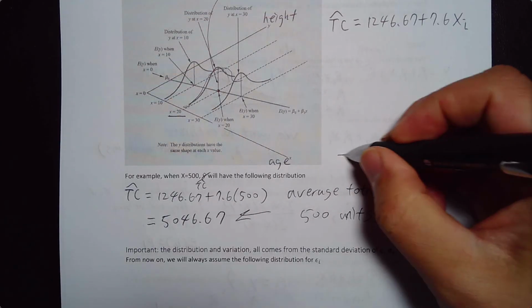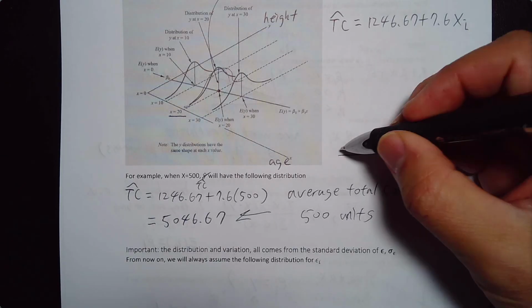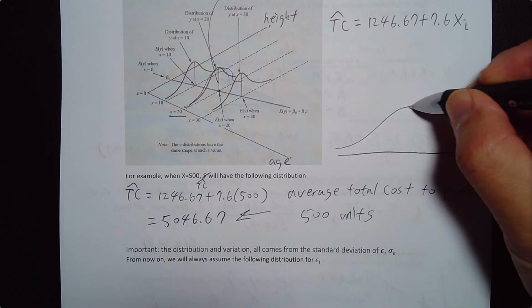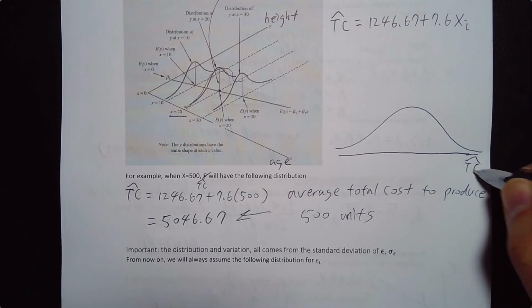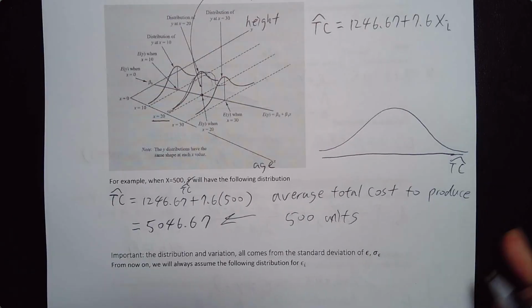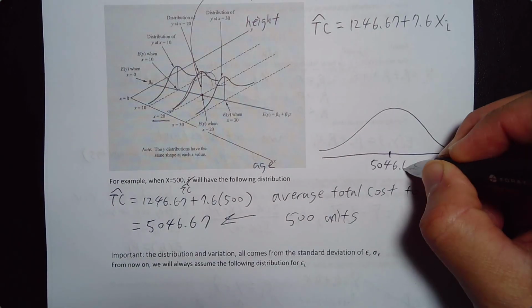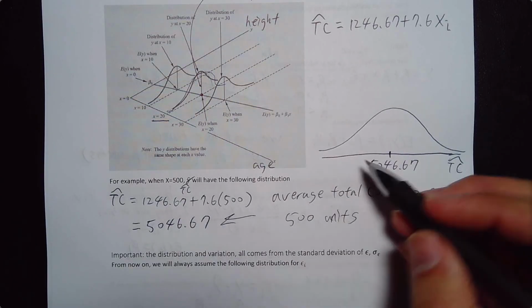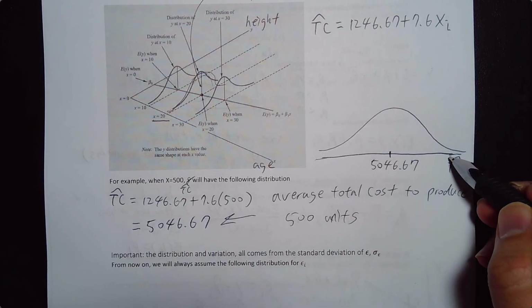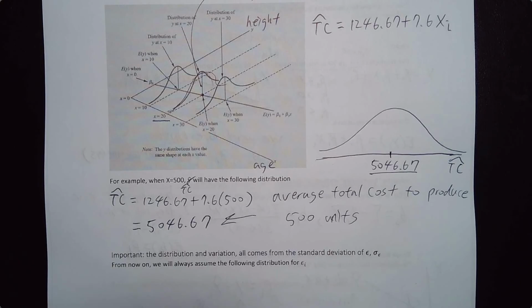Well, because among all of the ways that we can produce 500 units, the total cost is going to be distributed like so. Here's our total cost hat. Again, there's this condition that we are producing 500 units. It is centered at 5046.67. So sometimes it will be cheaper, and sometimes it will be more expensive. But most of the time it will be centered around here, and so that will be our best prediction.